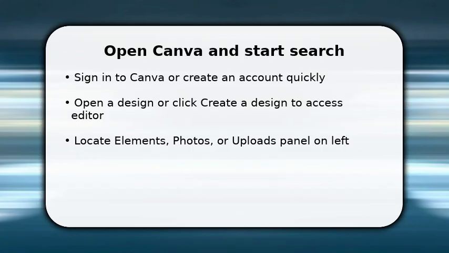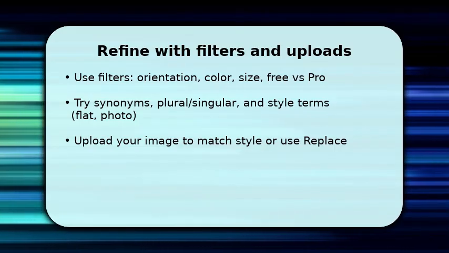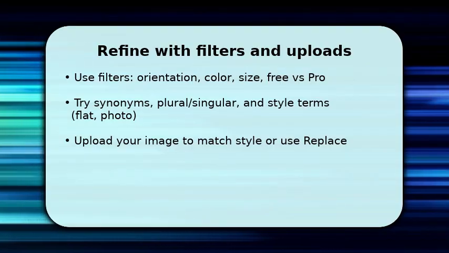Now refine results using filters and search techniques so you find the right image faster. Apply orientation and color filters to eliminate misfits, and switch between photos and elements to compare vector versus raster. Try alternate keywords, synonyms, plural forms, and style modifiers like minimal or vintage because Canva's tagging varies.